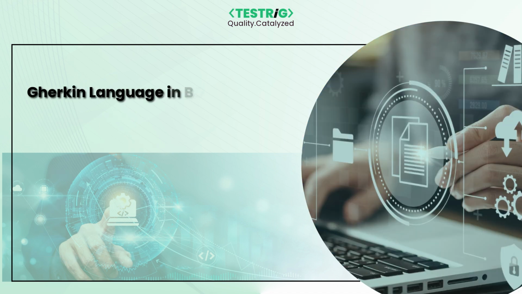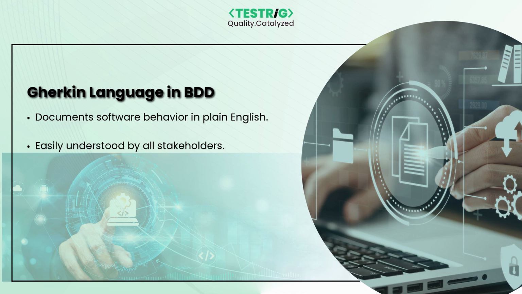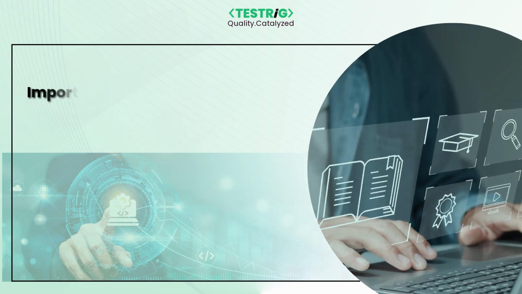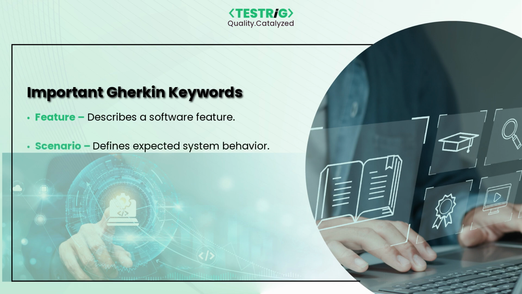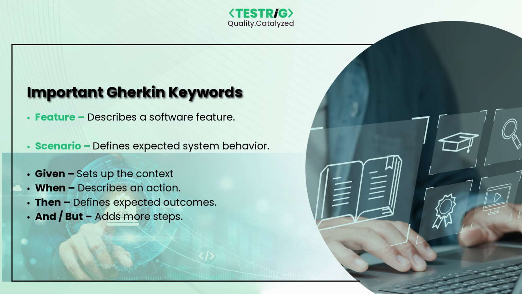Gherkin is a plain English language used to document behavior in software development. It is easy to understand for all stakeholders and is supported by BDD tools like Cucumber. Gherkin uses specific keywords to structure test scenarios. These include feature for describing software functions, scenario for expected behavior, and given when then to define test steps.